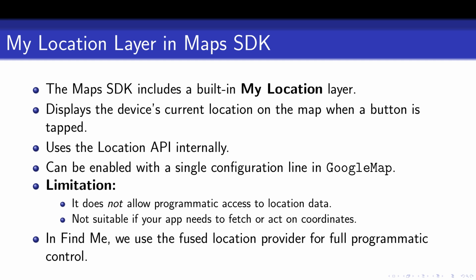The Google Maps SDK also includes a built-in feature called the My Location layer. When enabled, this adds a default UI element to the map, usually a button in the top right corner, that allows users to center the map on their current location. When tapped, the map displays the user's position with a blue dot.